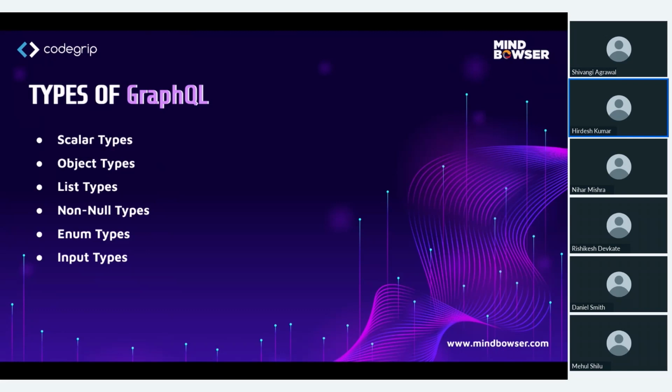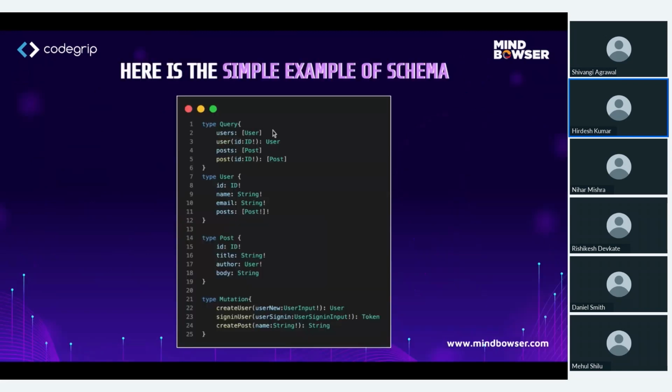And then at the third place, we have list types. List types are the same as arrays. Whenever we want to give multiple values in a single variable, that time we will use list types. We can define a list type by adding square brackets. Let me show you the example. If we see the first one, users, it says it's a list, an array of users, and the type of that user is user. So this is a list.